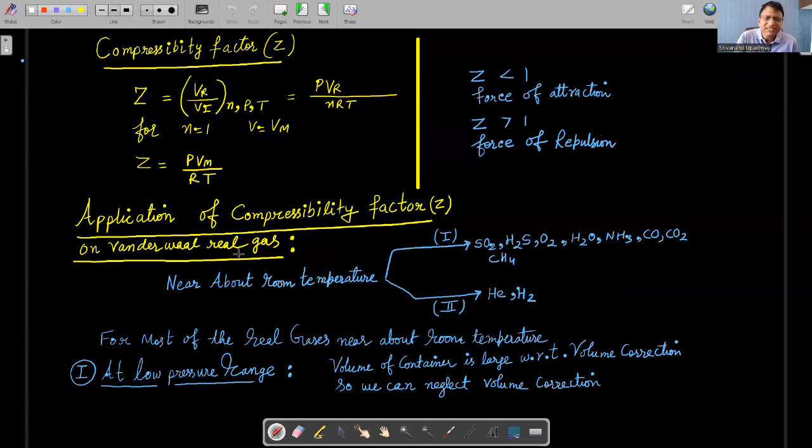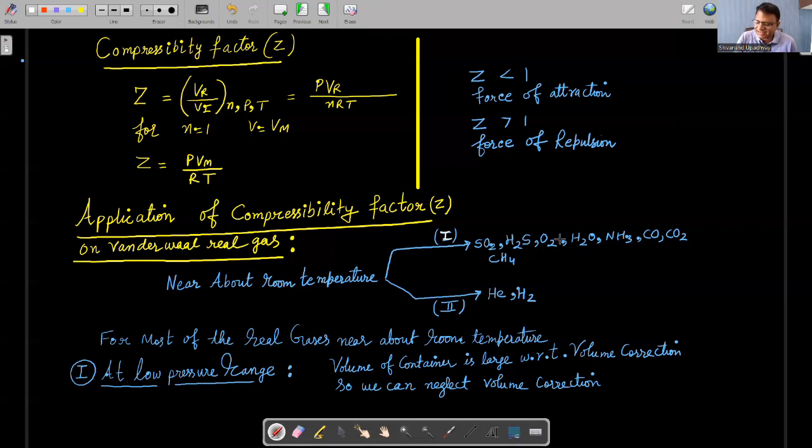So when we are discussing under normal conditions, near about room temperature, most of the time the temperature is lying between 0 degrees Celsius to 25, near about 25 degrees Celsius. So near about room temperature, if we divide gases, there are two categories of gases. In the first category, there is sulfur dioxide gas, H2S gas, O2 gas, H2O gas, ammonia gas, carbon monoxide, carbon dioxide, and CH4 gas.